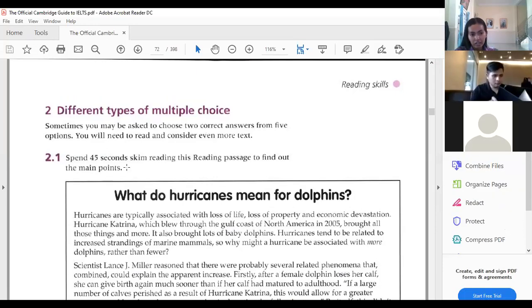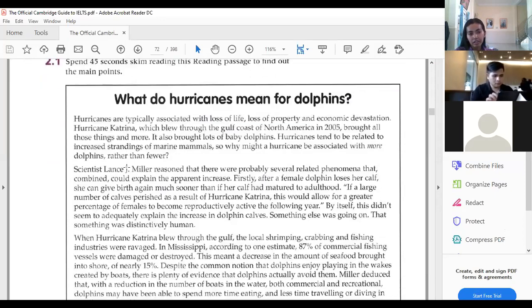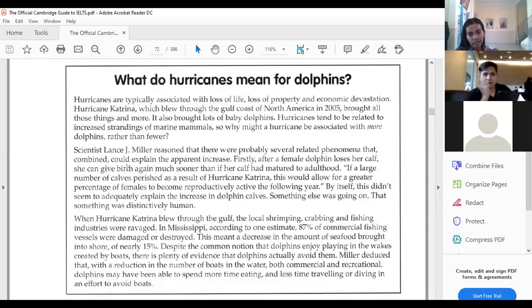So we have a text, a short one on the screen. Can you see a text titled "Why do hurricanes mean for dolphins?" Very good. First thing first, your task is to skim the text in 1 minute. I'll time it. After 1 minute is gone, I will scroll on. Skimming means you read very fast and you get the general idea of the text. Let's go. I time it.